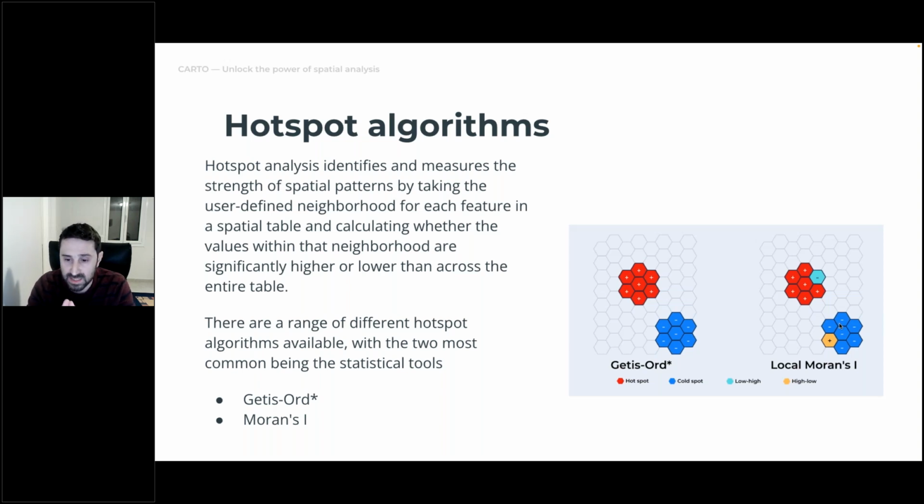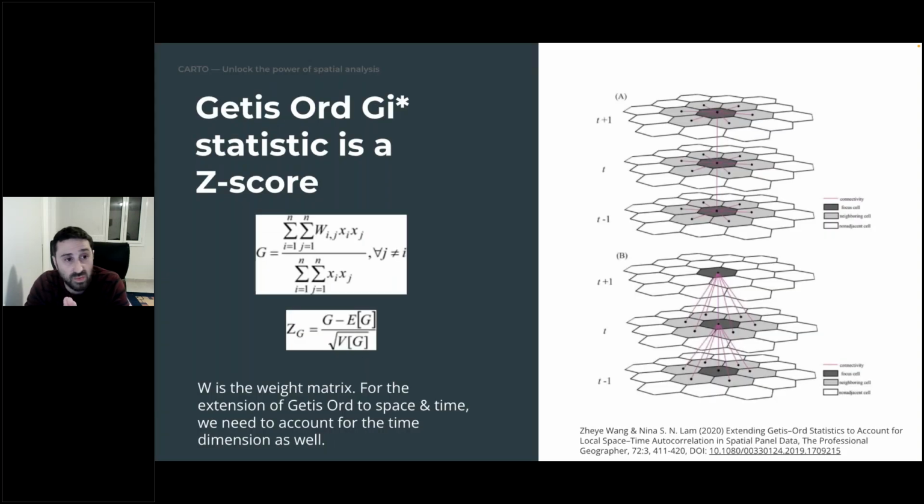Now, these metrics, these statistical tools, are very common in the literature, and they're very useful, and can help you really easily identify patterns that can lead to great insights and then maybe to some very good decisions. Now, here we concentrate on the Getis-Ord Gi statistic. And what we do is we expand it in the time domain.